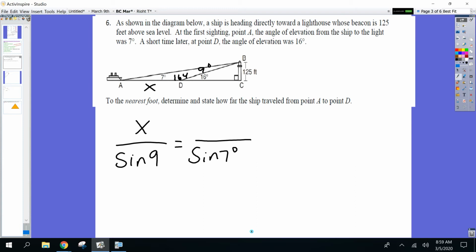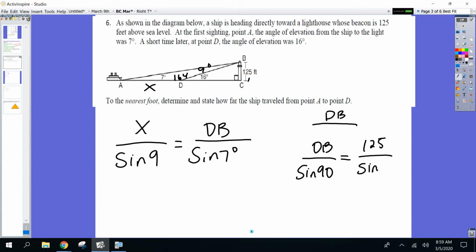DB. Do I know that side? No, but ready? Stay with me. Could you find that side? Okay, how could you find that side? Go to this triangle now, ready? DB over, what angle's across from DB in this triangle? Sine of 90, I can do that here, equals, what's another side angle relationship you know in that triangle? 125 over sine of 16. And then once you find DB, plug it in, and I'm going to get X.